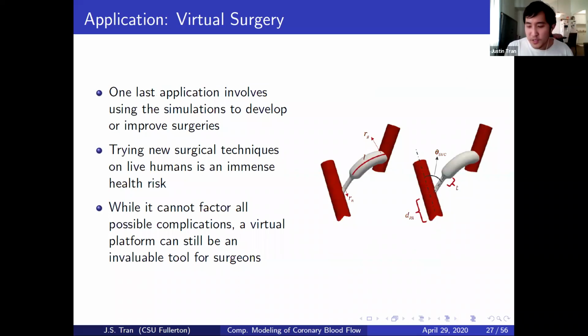Another really interesting application is that you can perform virtual surgery. You can take this virtual platform and try some surgical procedures on it without any risk to human life. I'll tell you a story related to this, and I think I'll remember it for the rest of my life. When I was in grad school, I talked to a surgeon who worked at the hospital, and he's relatively well known for developing a specific surgery around one of the valves in your heart.